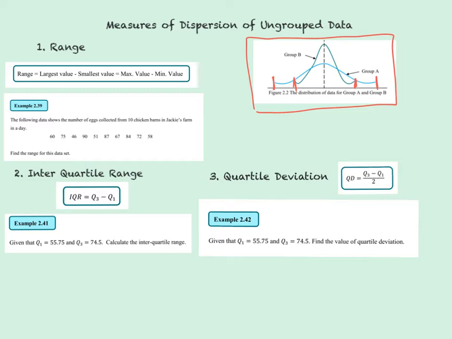Group B are tightly clustered. So that means in this case, group A is more dispersed compared to group B. Group B is more consistent. Comparison between these two groups only can be made if the mean are equal.